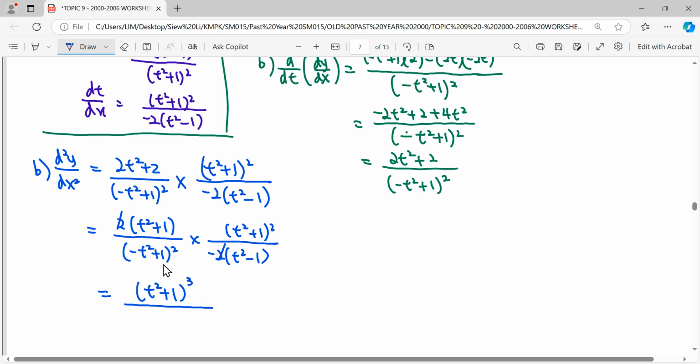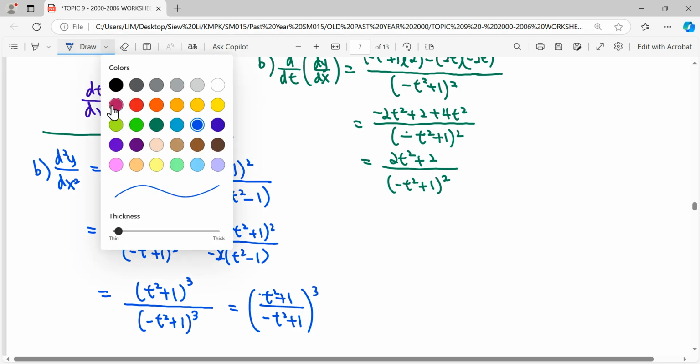And the denominator is the same thing here. If we take out the negative, it will be negative t squared plus 1. So here your negative t squared plus 1 will be power of 3. This one, take out negative, negative negative becomes positive. So in total this is t squared plus 1 over negative t squared plus 1, together power of 3.